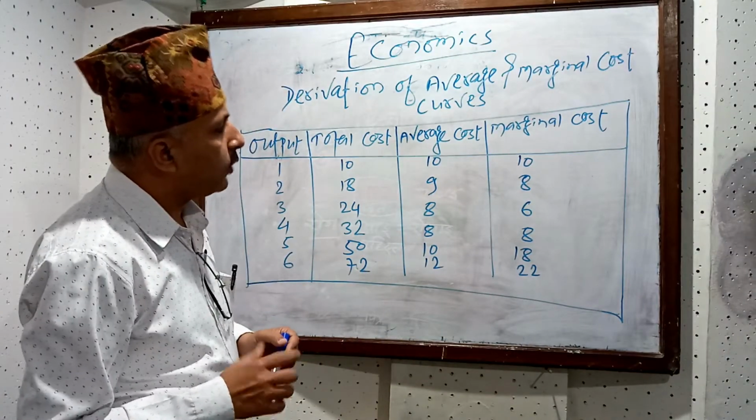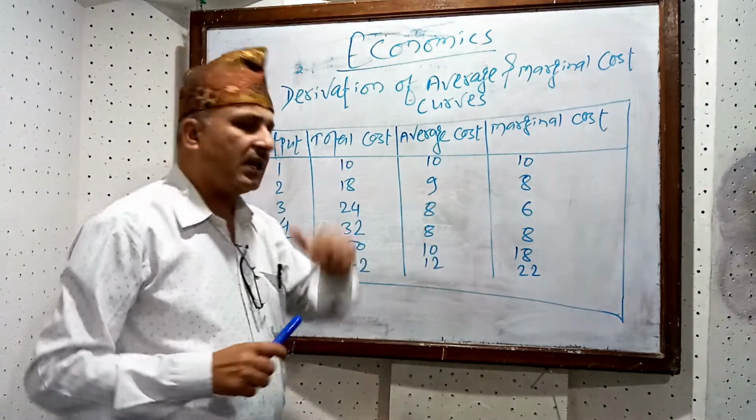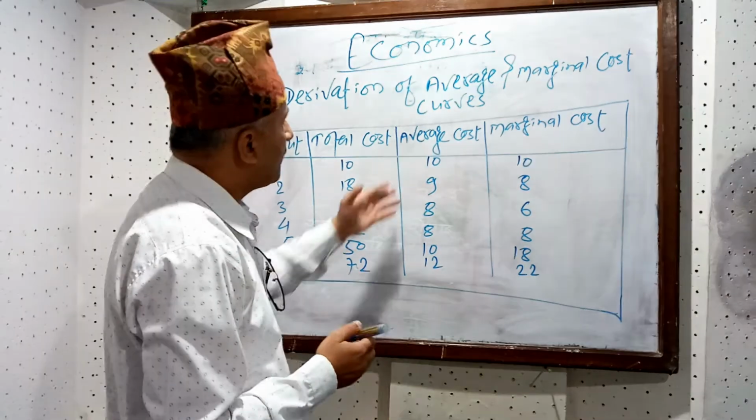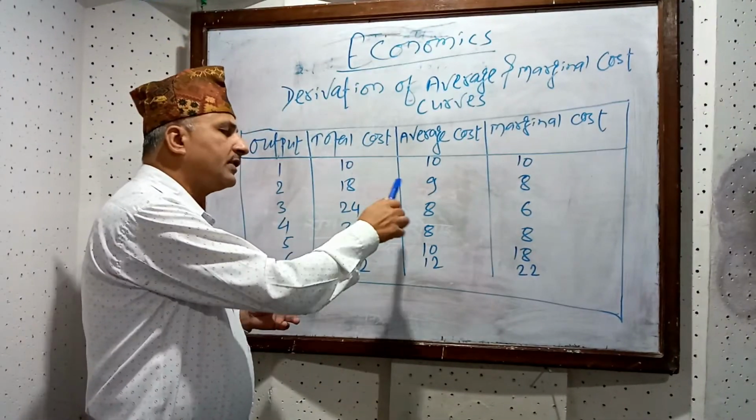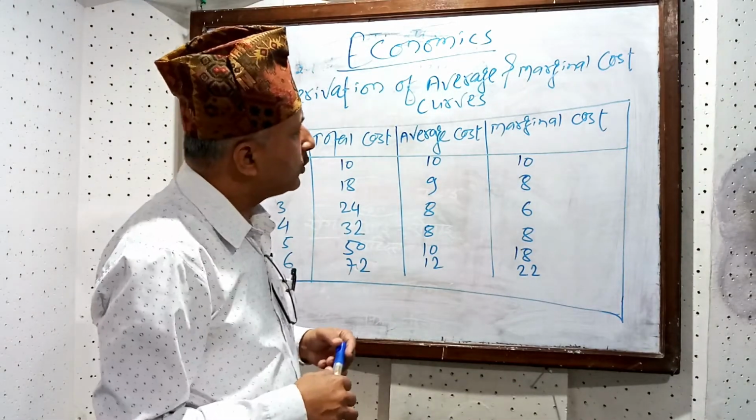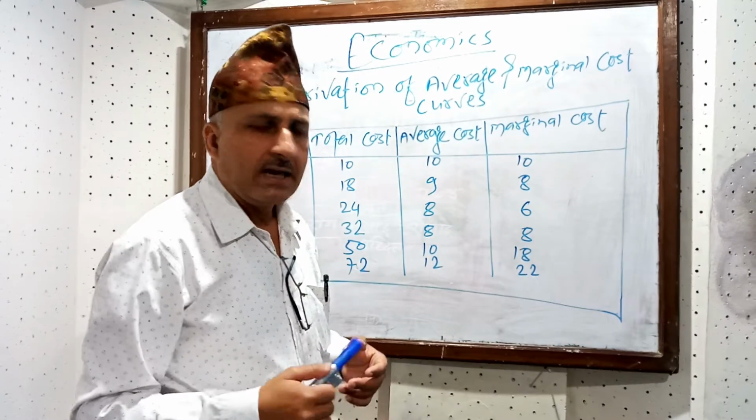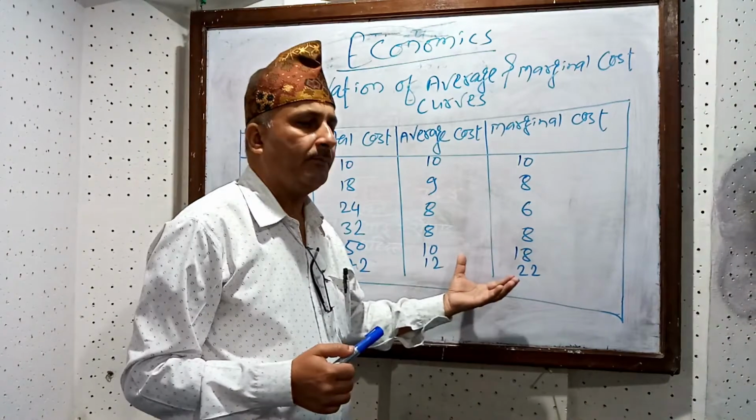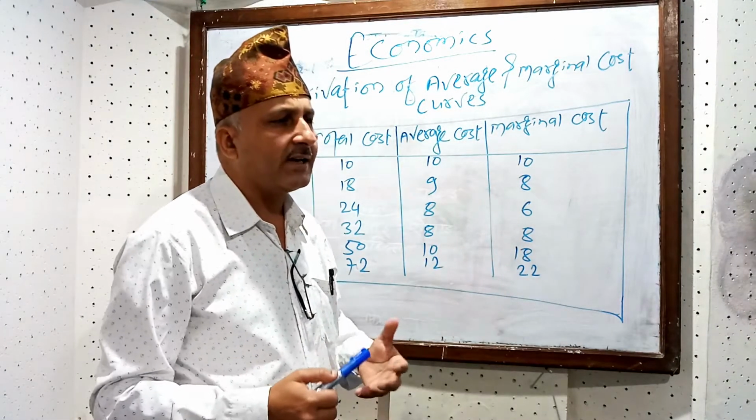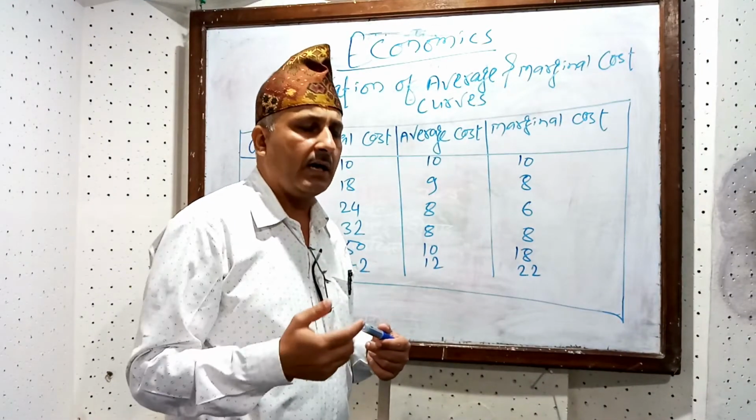From these columns you can easily find out the relationship between AC and MC. This question can also be asked, and it carries 5 full marks. Regarding this question, you have to draw this schedule also. If you are asked to show the relationship between average cost and marginal cost, or between AC and MC, at that time you have to draw this schedule, and after drawing it you have to summarize the relationship between AC and MC by drawing the AC curve and MC curve also.